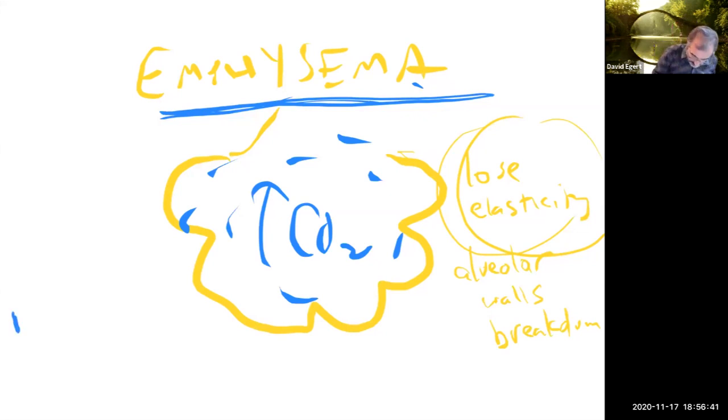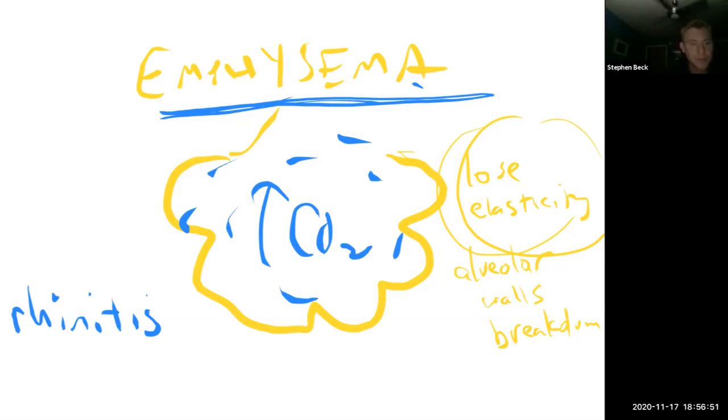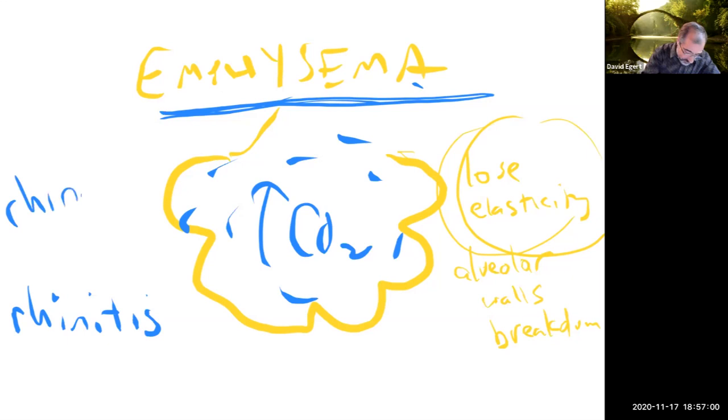We should mention rhinitis. What is rhinitis? Is that nasal congestion? Yeah, it's just inflammation of your nasal cavity. It's basically like a cold, right? The cold virus is called the rhinovirus because it gets up into your nose.